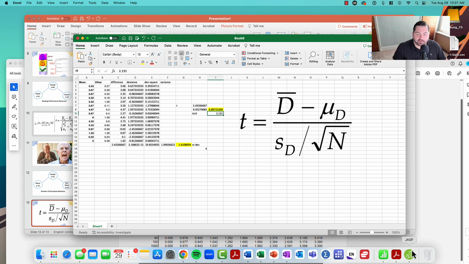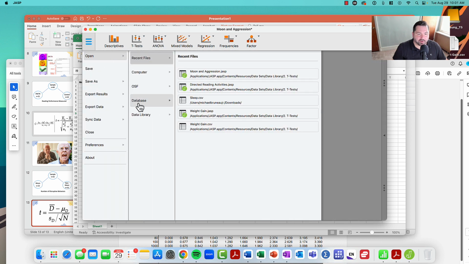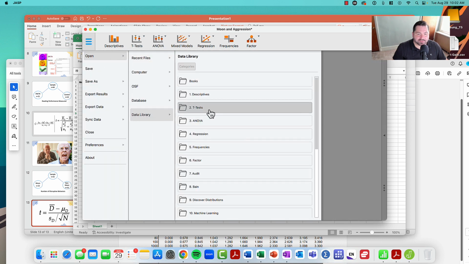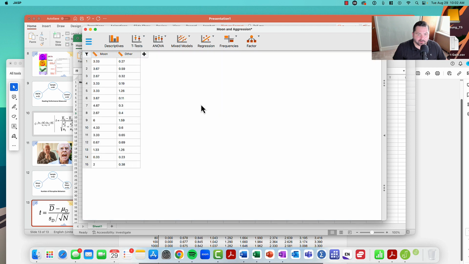So let's go ahead now and run this in JASP. And once again, I'm opening this up in JASP. You would open up the app, go to Show Main Menu, open Data Library, T-Tests, and you would come down to where it says Moon and Aggression.